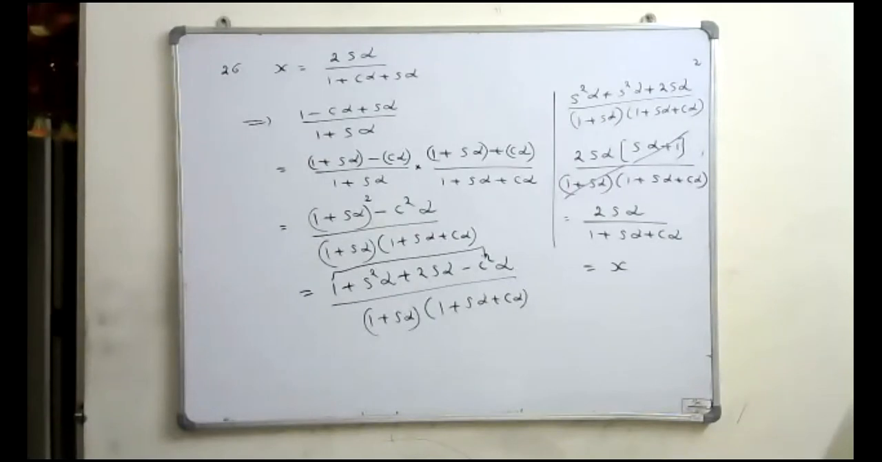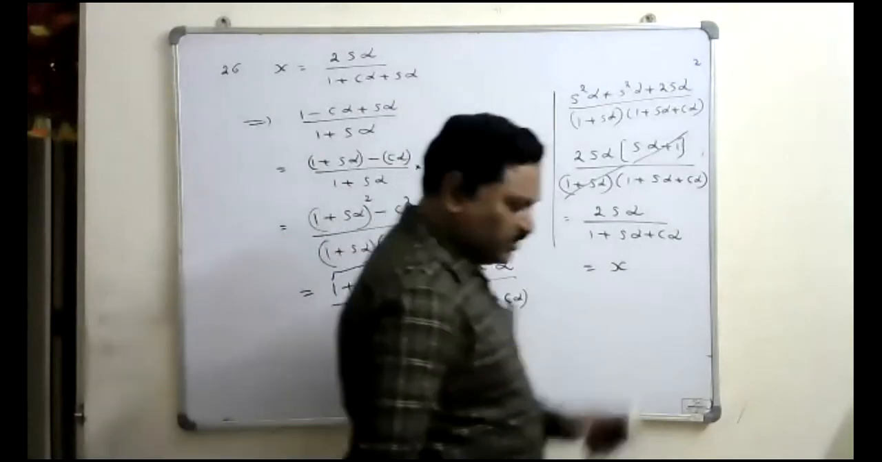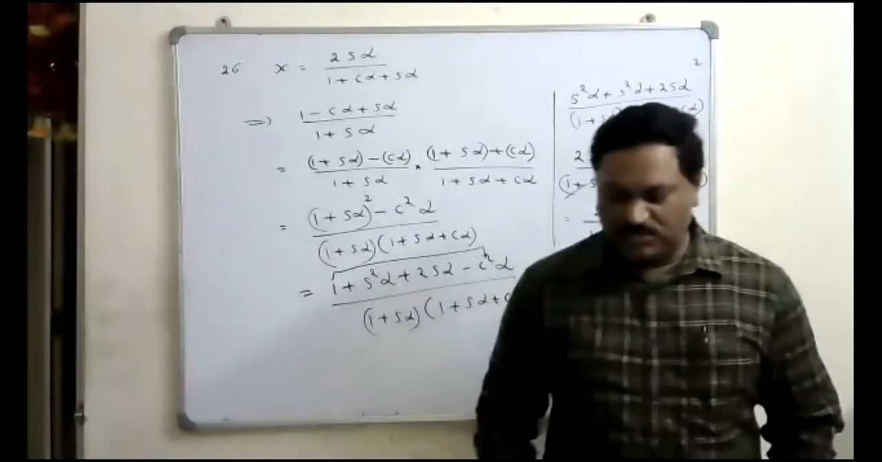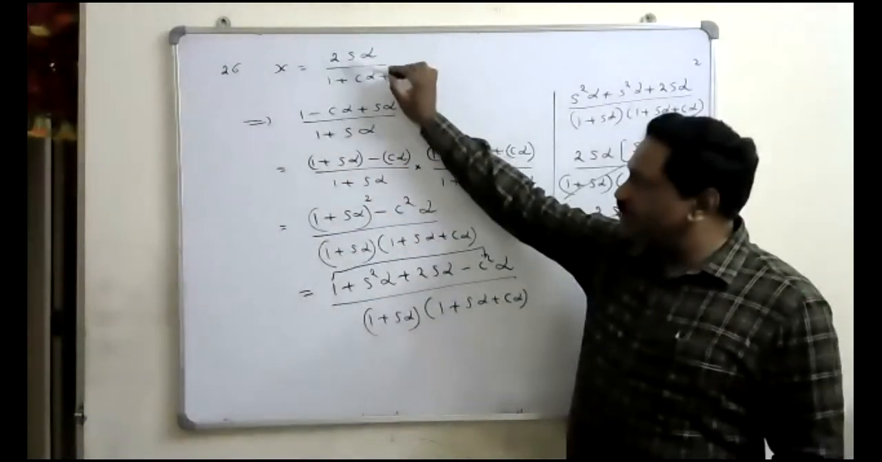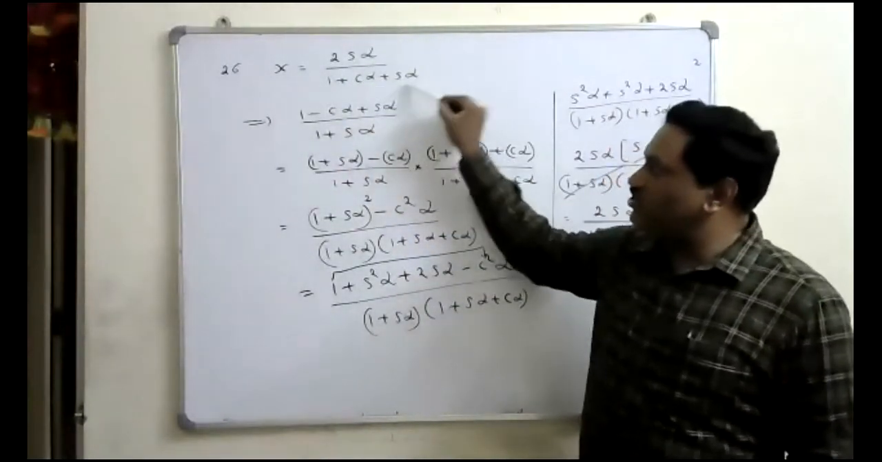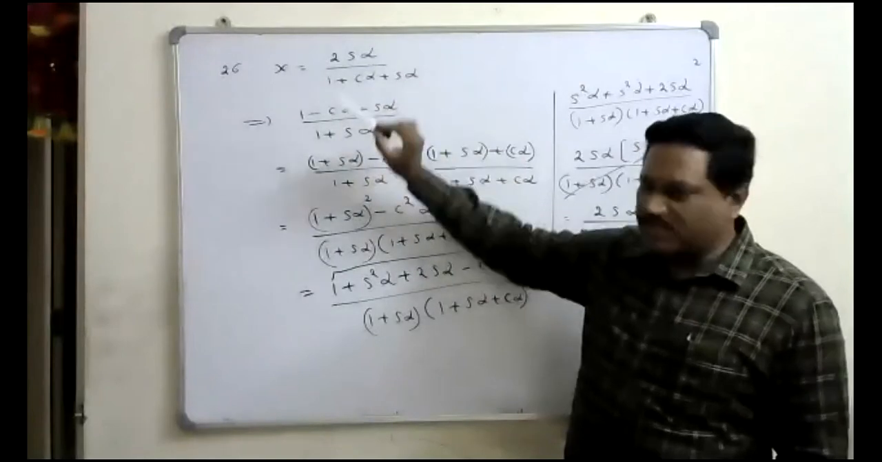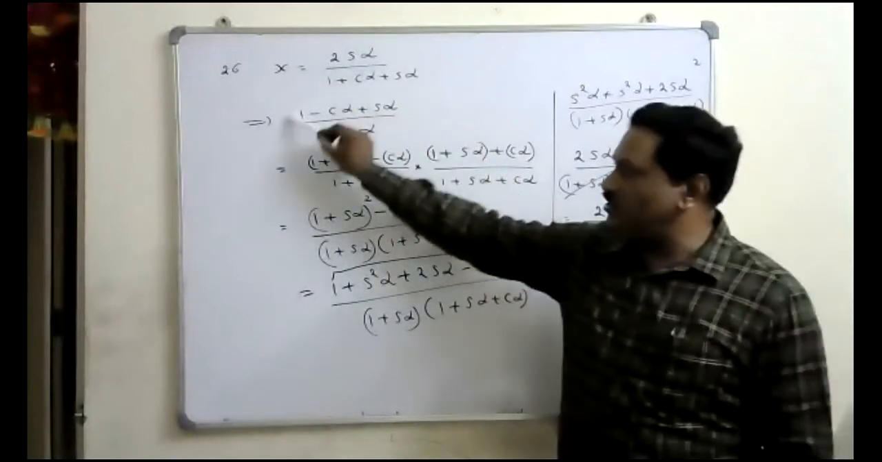Sir, explain one more time. Okay. So here nothing is there, only the simplification, only the calculations. Simplification only will be there. So this value is given. X is equal to, this expression was given. Then they are asking what is the value of this expression.